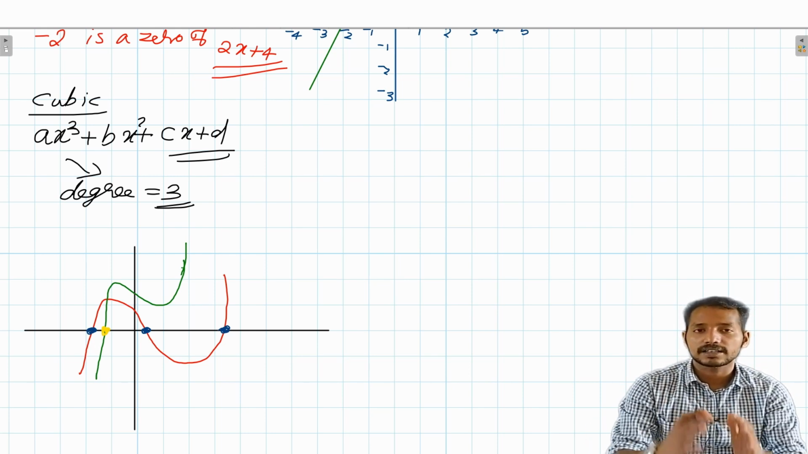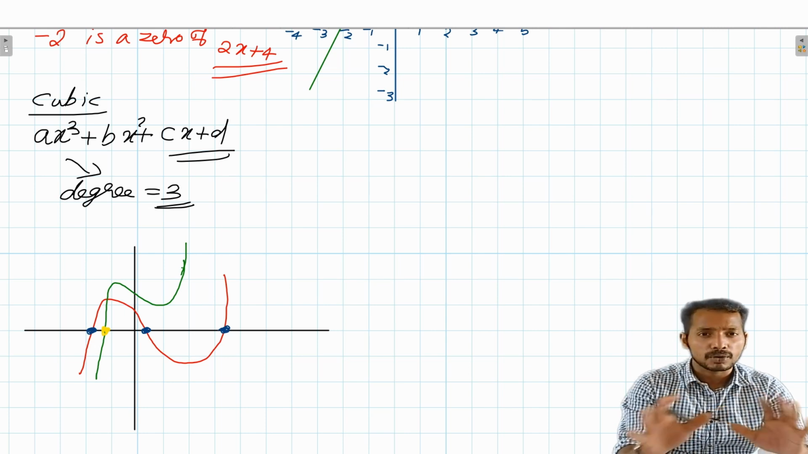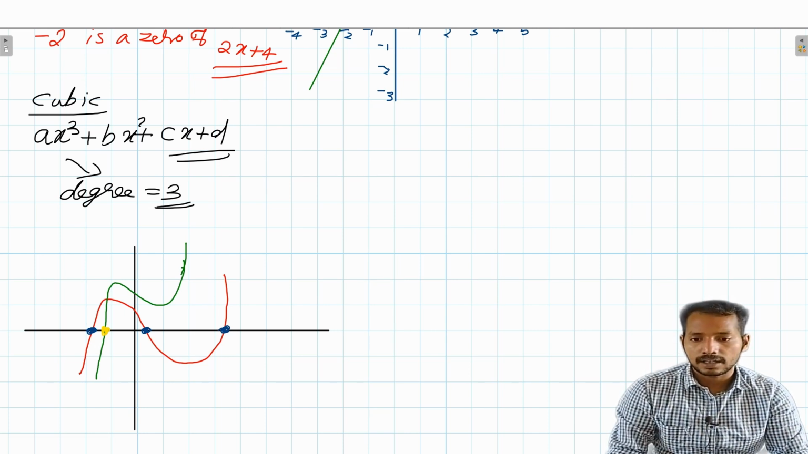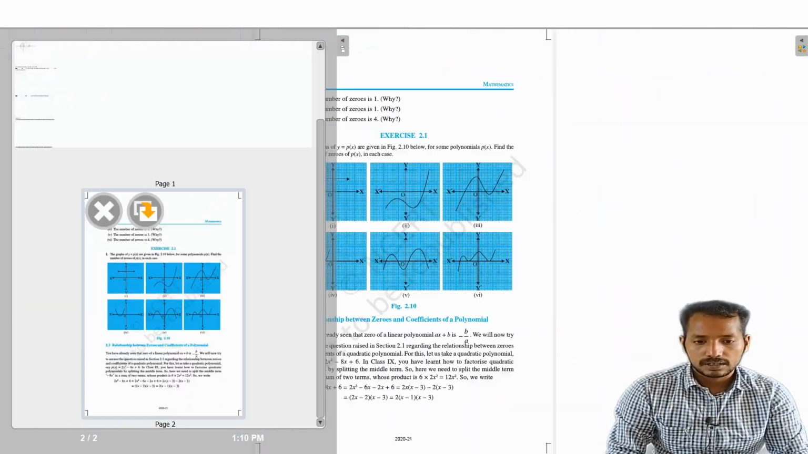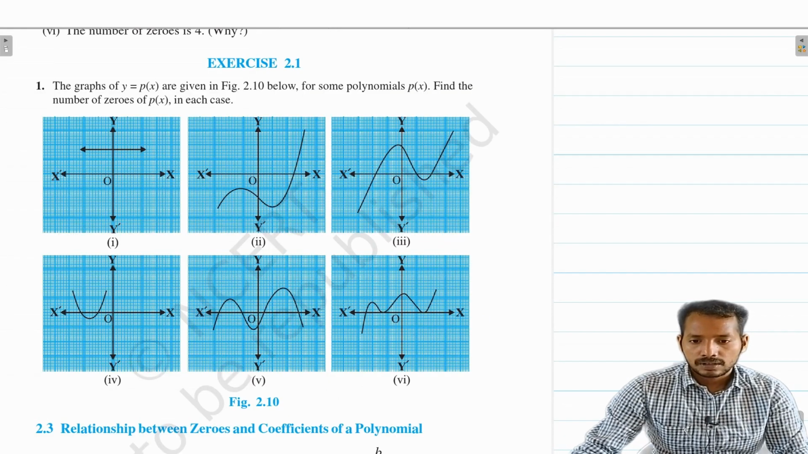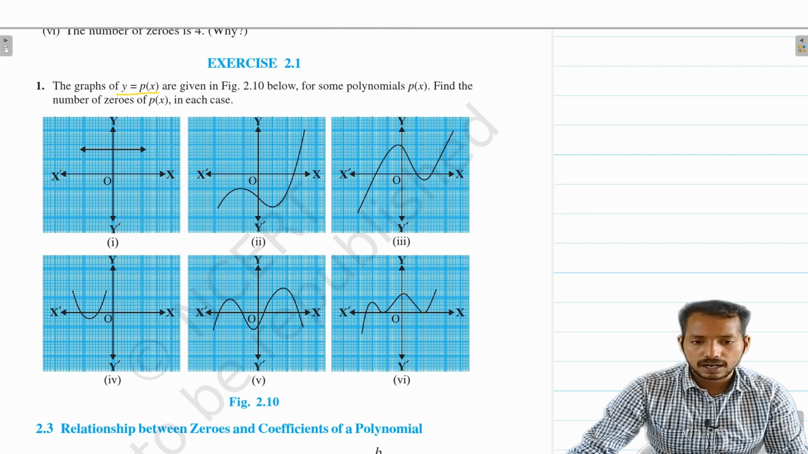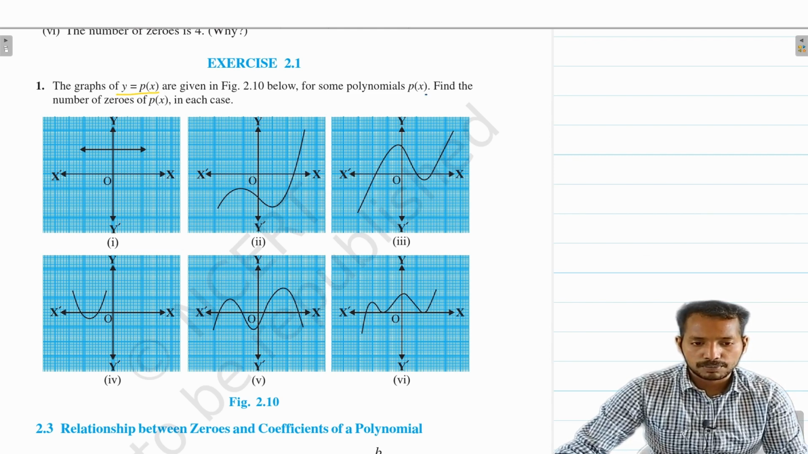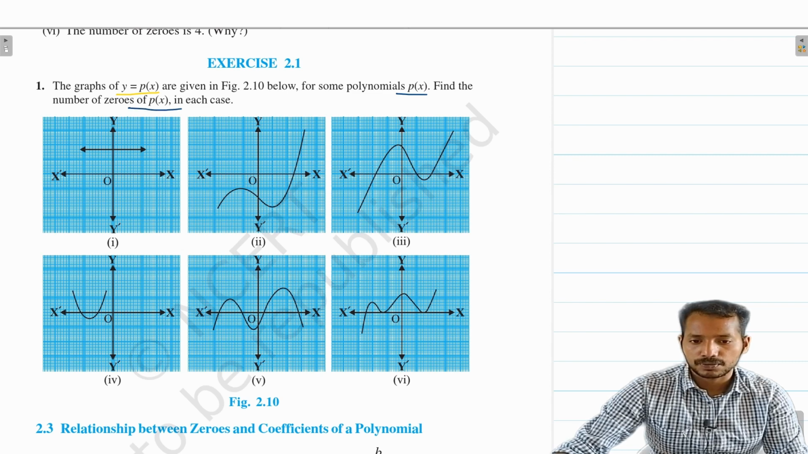So this is regarding the graph of the polynomial. Very important topic. Let's take an exercise, exercise 2.1, regarding the graph of a polynomial. The graphs of y equal to p of x are given below for some polynomial p of x. Find the number of zeros of p of x in each case.